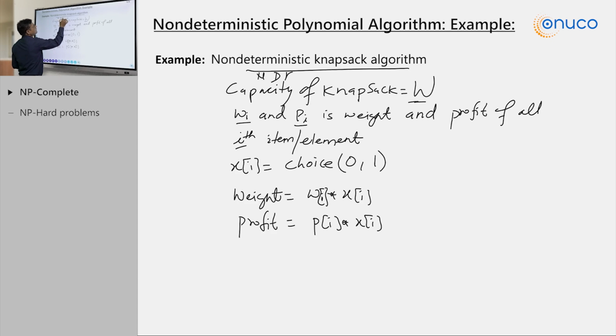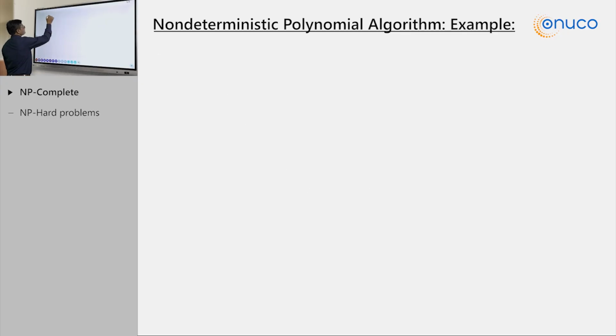Okay. So take this NDK algorithm, and how you are going to address this. NDK, a non-deterministic knapsack algorithm. Say here we have the profit of all the elements, the small w weight of all the elements, and the capacity of the knapsack. Yes, x is an individual element of the knapsack.